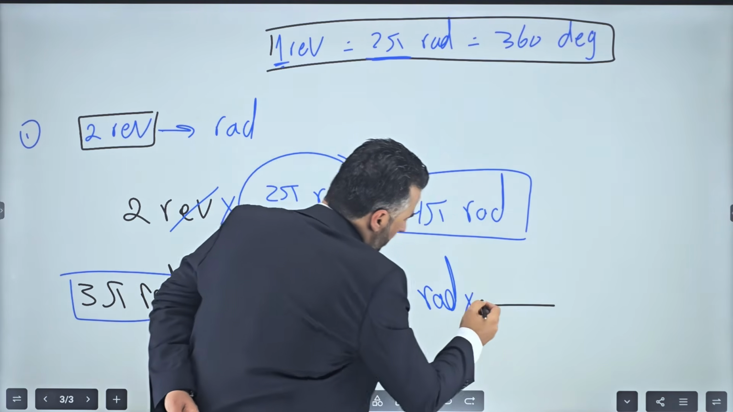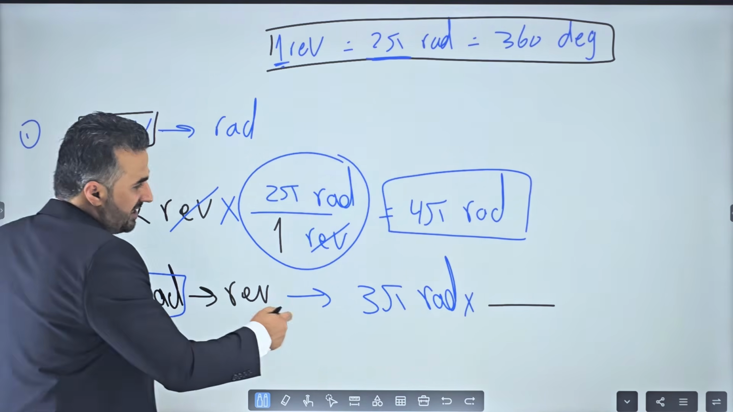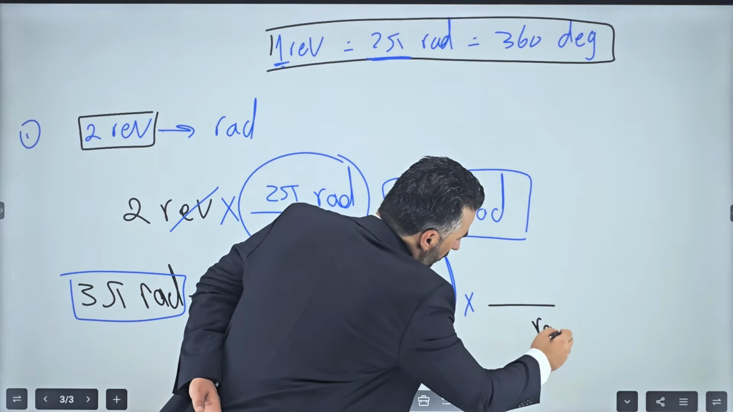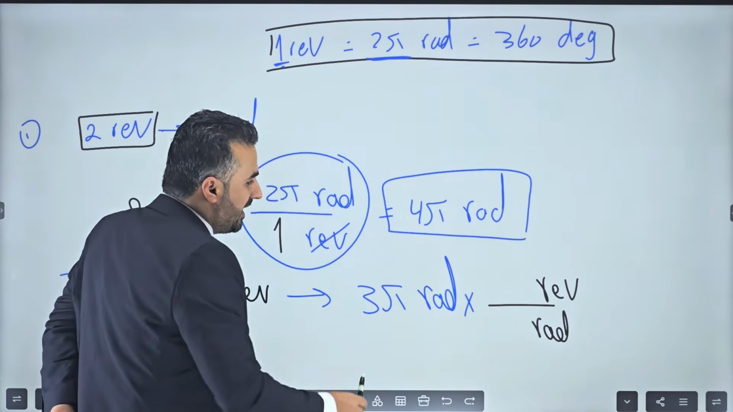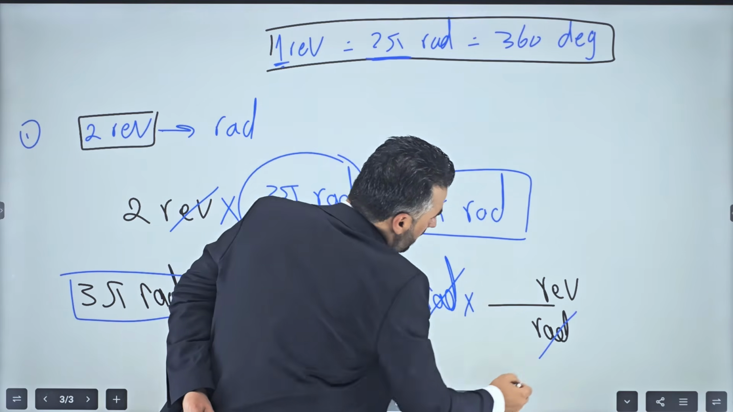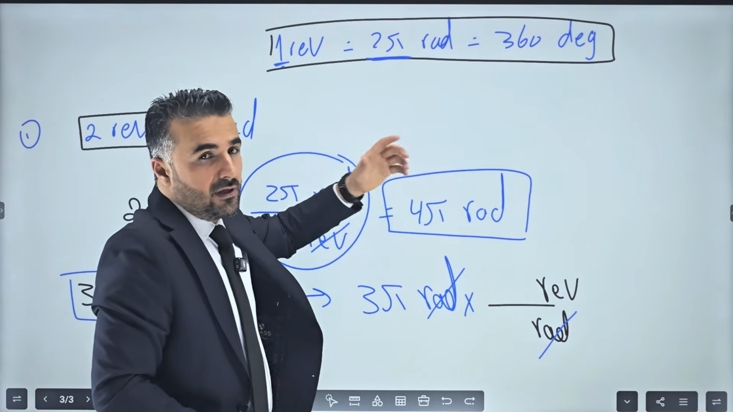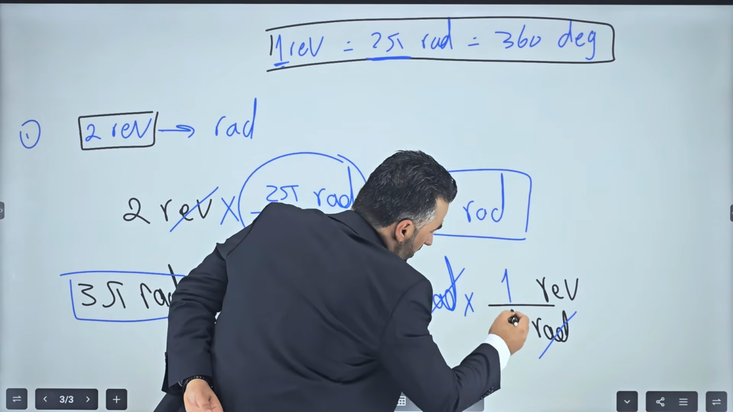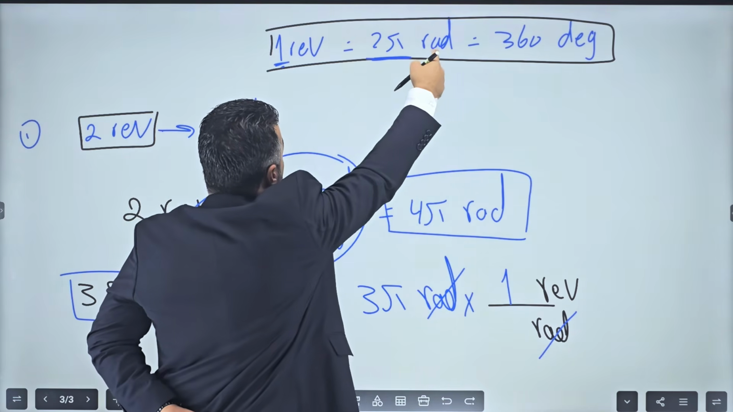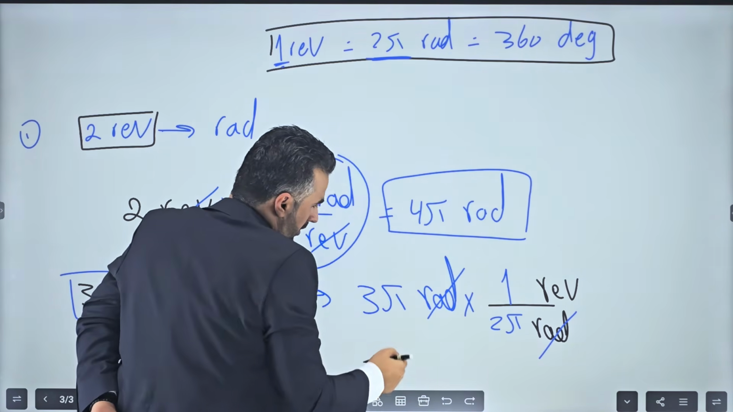Now multiply by a conversion factor. We're trying to convert radian to revs, yes? So radian below, revs up. Again, why do I need to do this? So that I can cancel out radian with radian. Now the next thing is, look at the key conversion. What are the numbers written beside each? Beside rev, it is 1. Beside radian, it is 2 pi. So just write 2 pi in here.